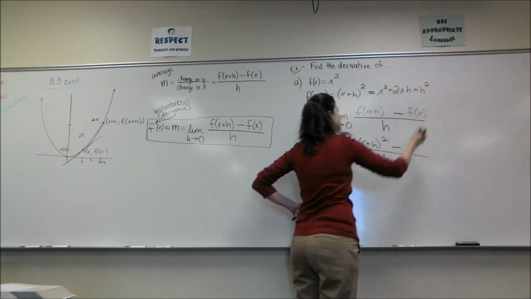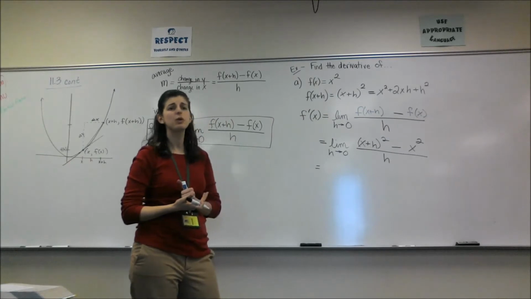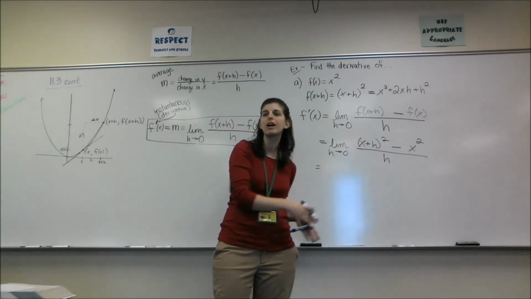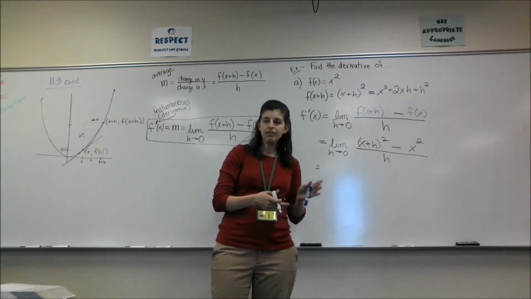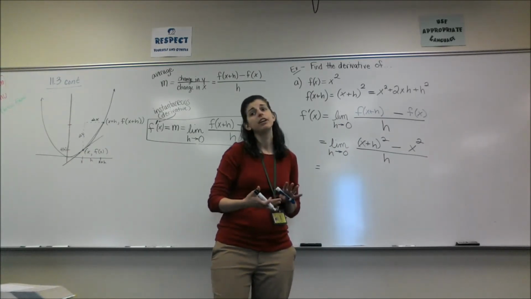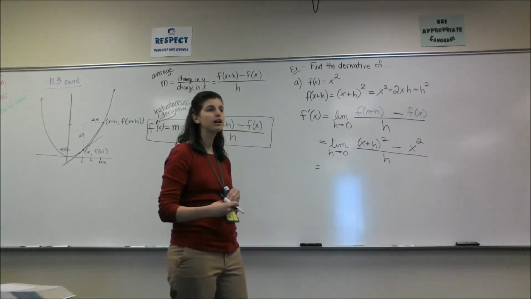Good. x squared plus 2xh plus h squared. The only reason we have to FOIL right now is because my function was squaring. Okay, you won't have to do that every time. Sometimes it'll be more complicated than that. You work with what you're given, and it depends on the function you're working with.